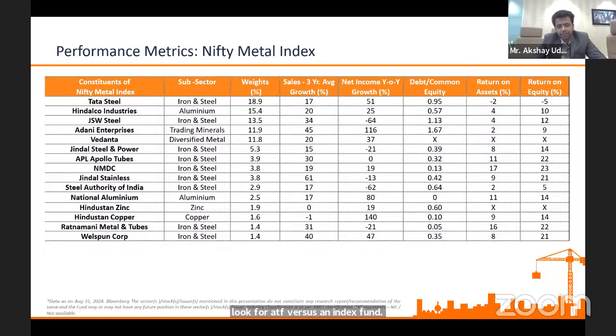Regarding participation in the NFO, you can directly visit our website or the invest app, and you'll be getting more information on that. You can visit the Mirae Asset website or our social media handles for that.